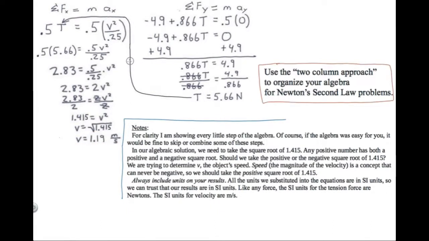Notice how I have arranged our math in two adjacent columns, with all the versions of the Newton's second law x equation in the left column, and all the versions of the Newton's second law y equation in the right column. This two-column approach helps us to keep the math organized. So you should imitate this two-column approach in your own work on Newton's second law problems.